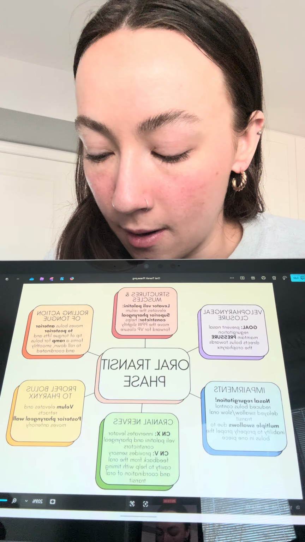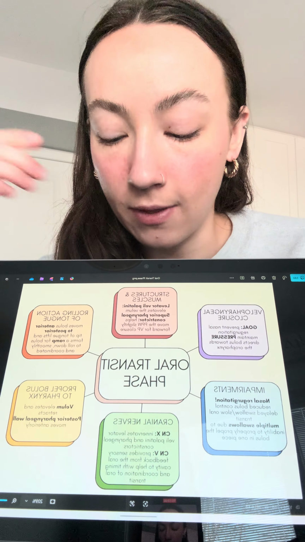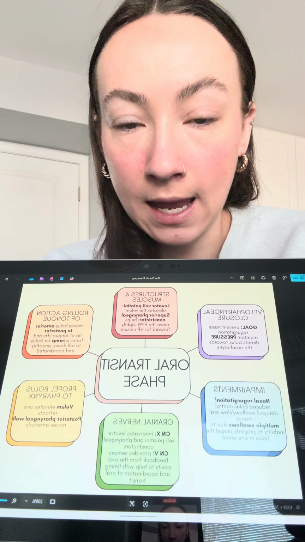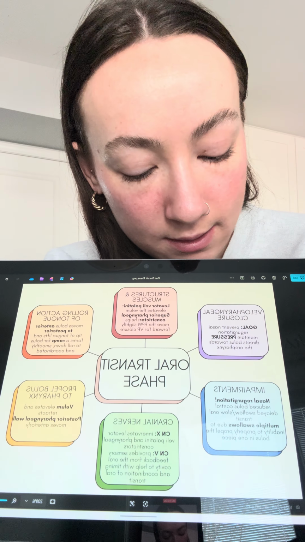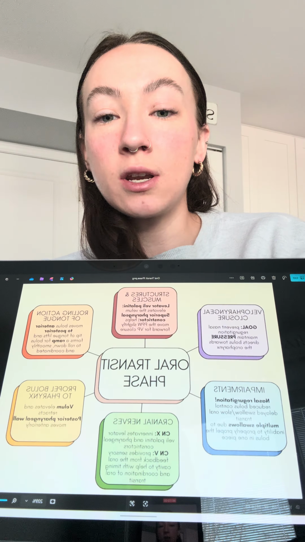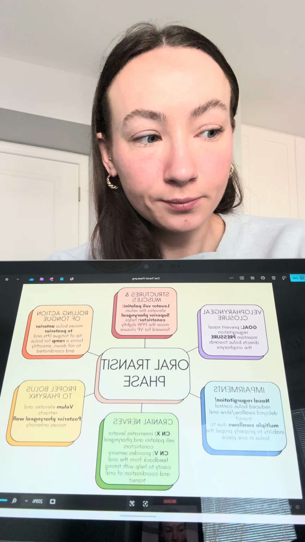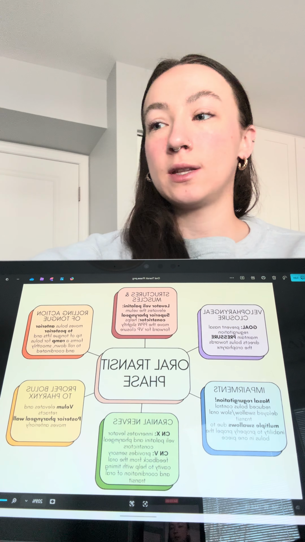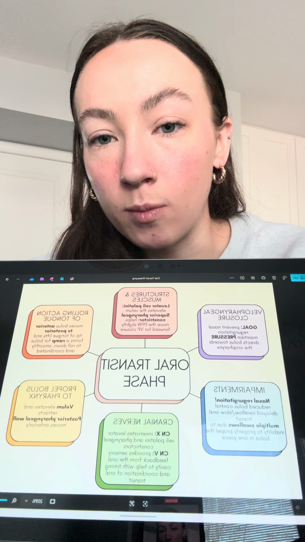The velum and the posterior pharyngeal wall are part of that. And then the different cranial nerves involved, 5 and 10. And then impairments are nasal regurgitation or multiple swallows due to the inability to form the bolus properly.